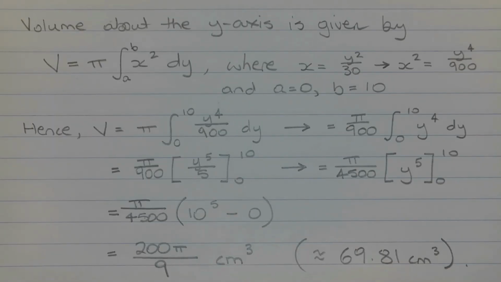Now the limits of integration are from the origin, so a is equal to 0, to the point where y equals 10. So b equals 10. So our lower limit is 0, our upper limit is 10. Hence, V equals pi times the integral of y to the power of 4 over 900 dy from y equals 0 to y equals 10.